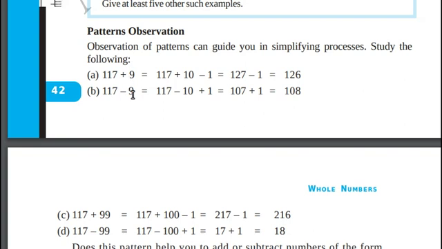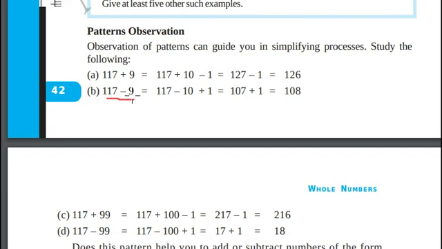Observe a pattern here. 117 plus 9 could be written as 117 plus 10 minus 1. 10 minus 1 is equal to 9. The equality doesn't change. So we will add 117 plus 10, which is equal to 127. Then we will subtract 1, which is equal to 126. So what will happen when we subtract these two numbers?